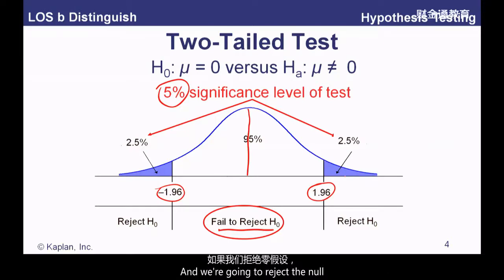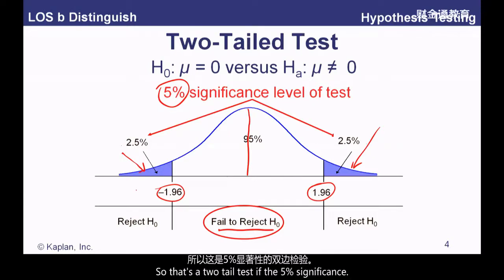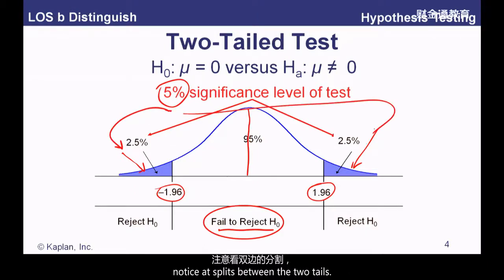And we are going to reject the null if we're out in this tail, if we're more than 1.96 standard deviations above our hypothesized mean, or reject it if we're in this tail, because our alternative is just not equal to. So that's a two-tailed test, and the 5% significance, notice it's split between the two tails. If we've got 95% in the middle, we've got 2.5% in each tail.